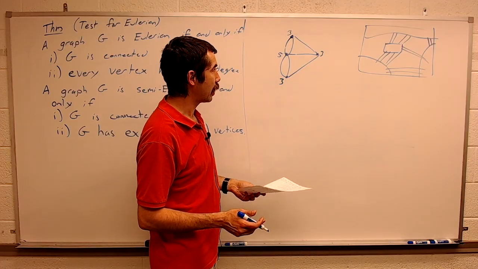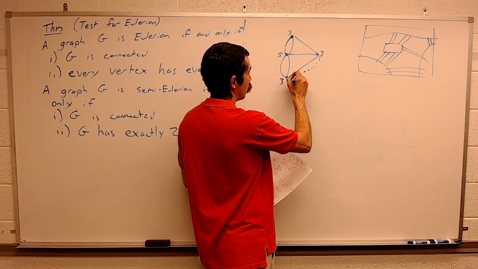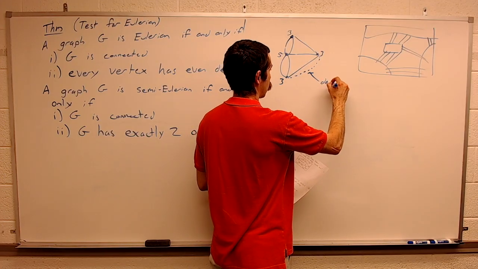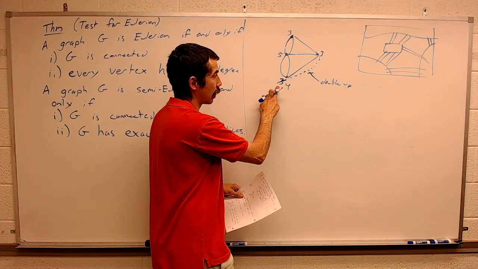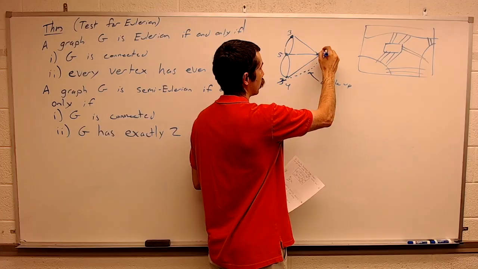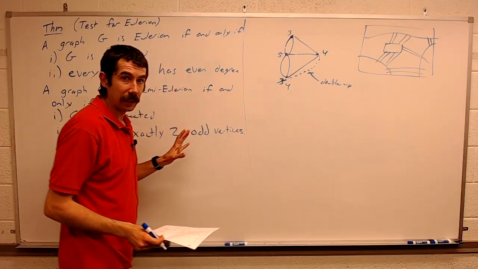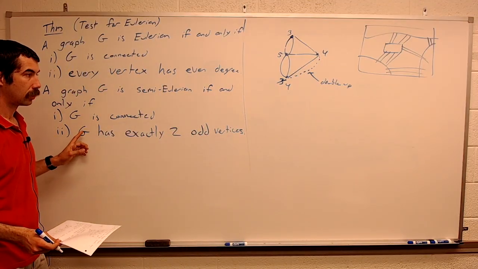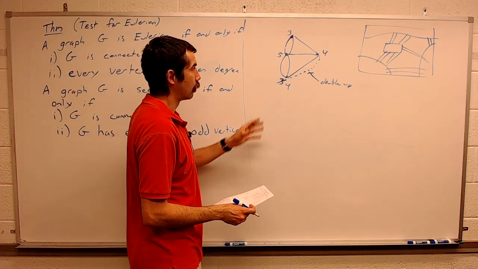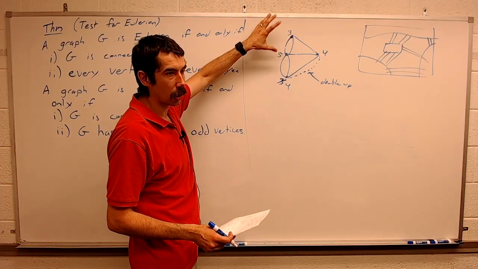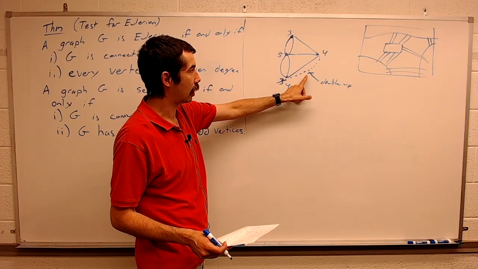So if we allowed ourselves to double up on this bridge, this dash would say double up. Well, now our new degree of this vertex is 4. Our new degree of this vertex is 4. And so if we believe this theorem, it should be possible to find an Eulerian trail on this graph. Let's see if we can find one. We want to travel along our graph, and we cannot repeat edges. The only edge we're allowed to repeat is this one that we've made the ghost edge of.